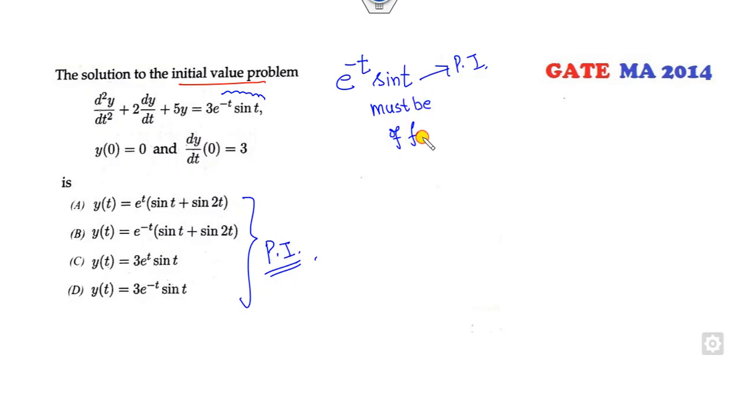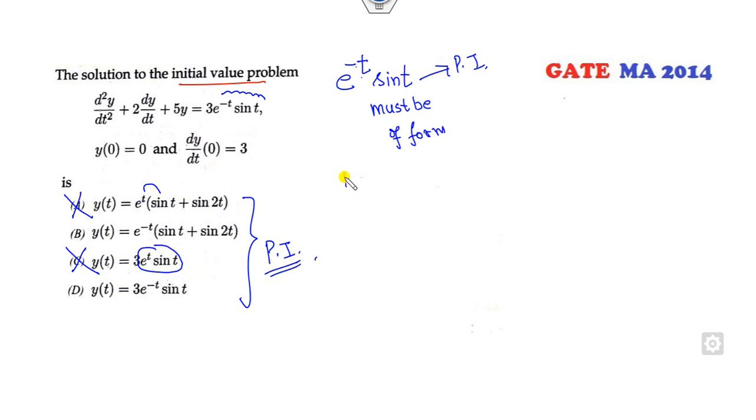the form e raised to power minus t sine t. But you can see this is not the form of this. It will be cancelled out. You can see here, this is also not the form of this. It is again cancelled out. Fine. Now you have the two options.